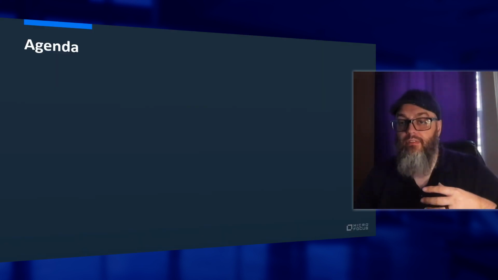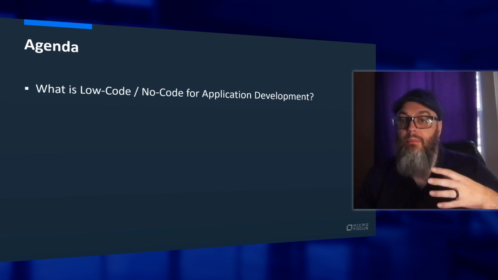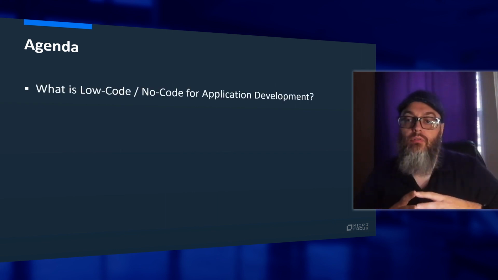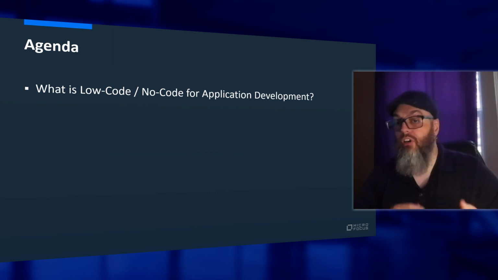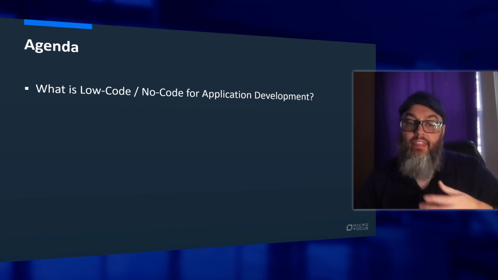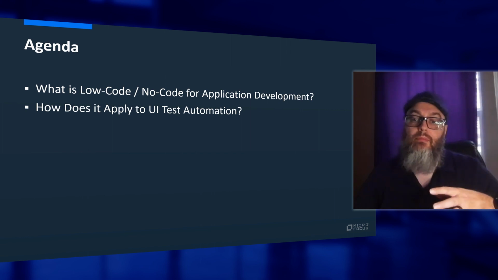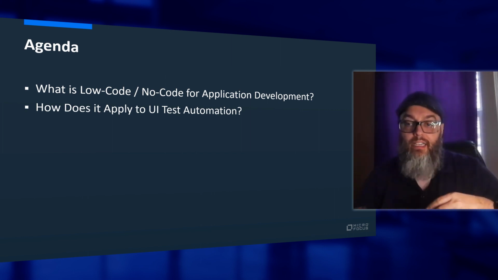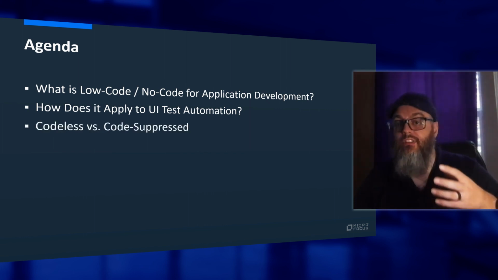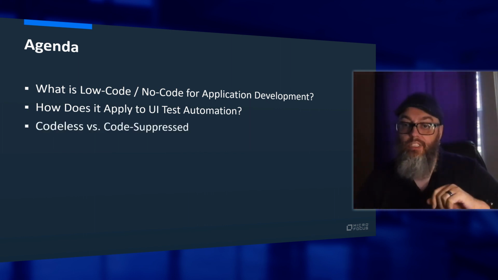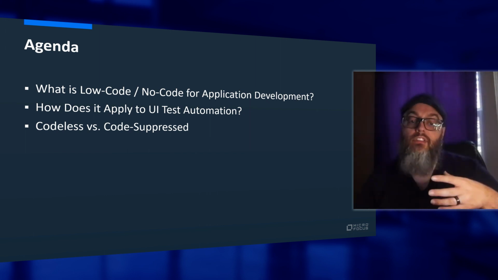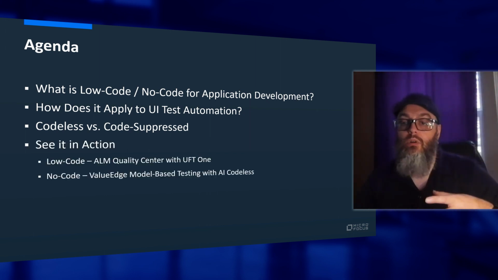From an agenda perspective, we're going to first talk about what is low code and no code for application development. We want to first establish what the terms are and what they mean, and then we'll drill down into those concepts and how they can apply to UI test automation. We'll also talk about codeless versus code suppressed, which seems to be permeating the marketplace right now. And then finally, we'll intersperse demonstrations of low code and no code for UI test automation into the presentation.